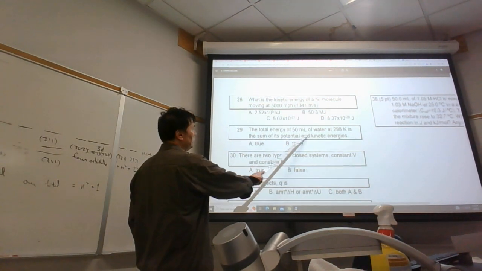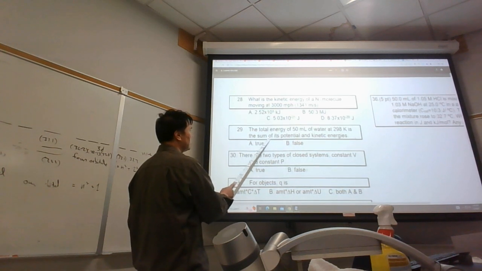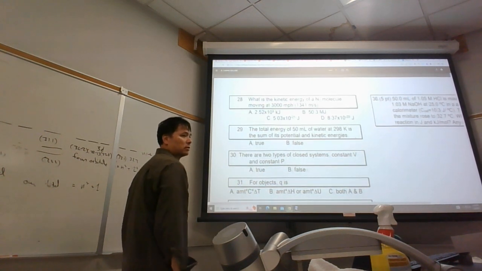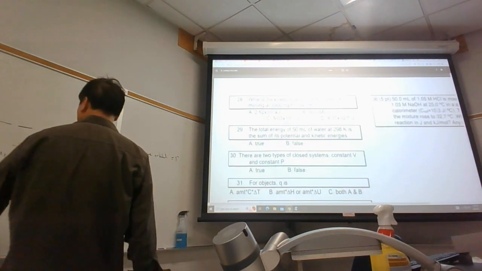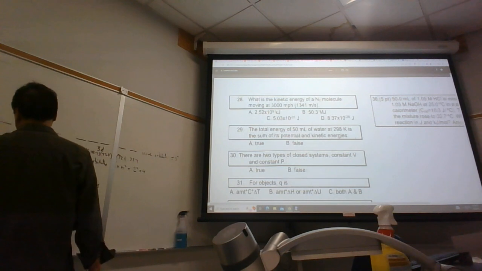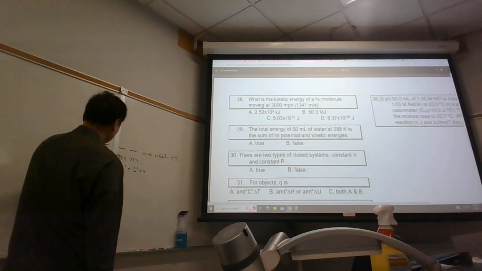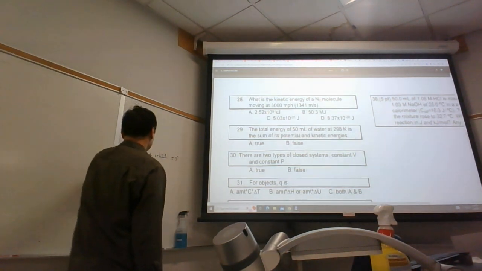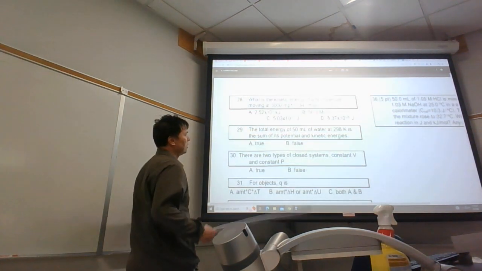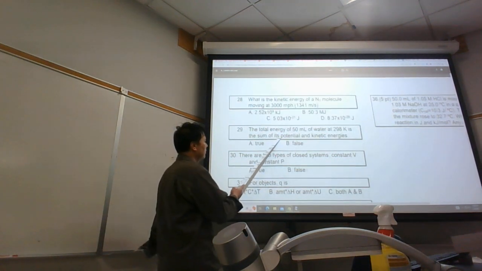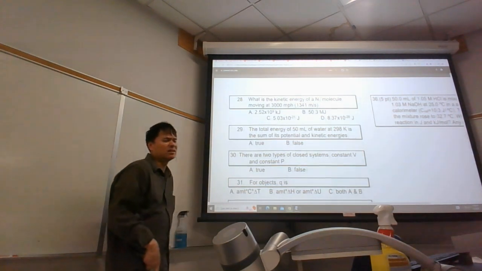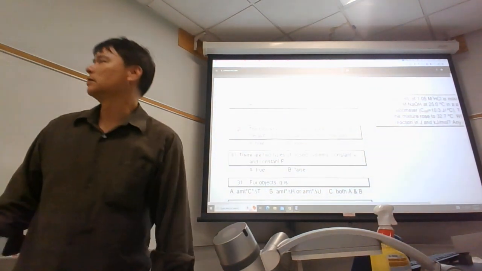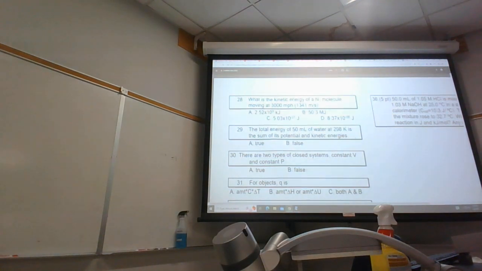The total energy of 50 milliliters of water at 290 Kelvin is the sum of its potential and kinetic energy. What do you think? I think true. You think true? Yeah, I mean, it's over and over again. I don't know how many times I've said this. I repeat things a lot. How many times have I said the total energy is the sum of the potential and kinetic energy? And that's for anything. It doesn't have to be water. It's for everything. And that's the total energy.